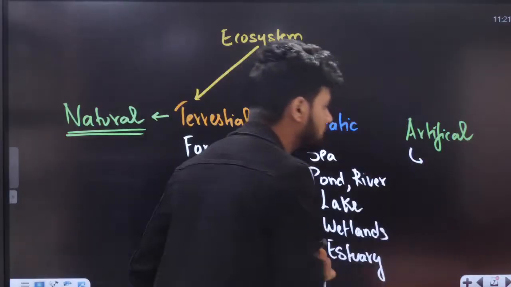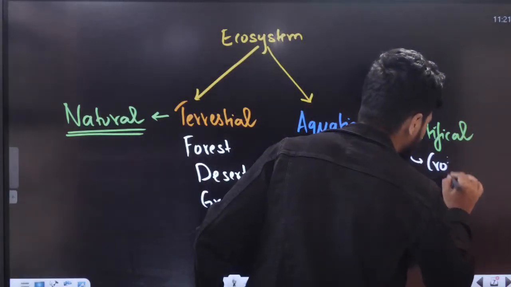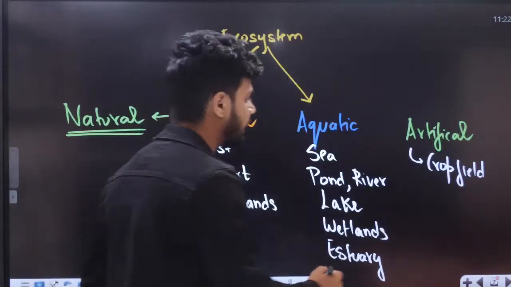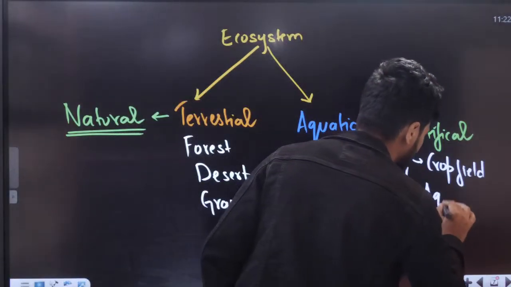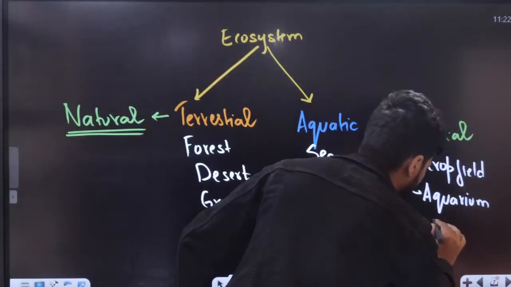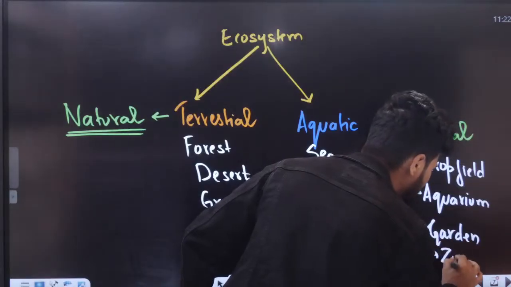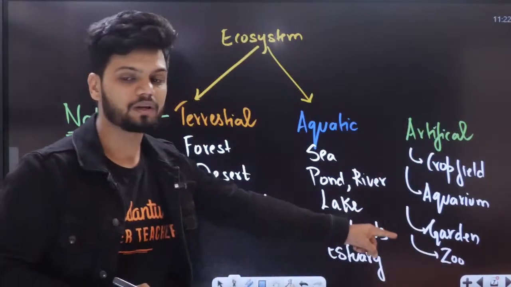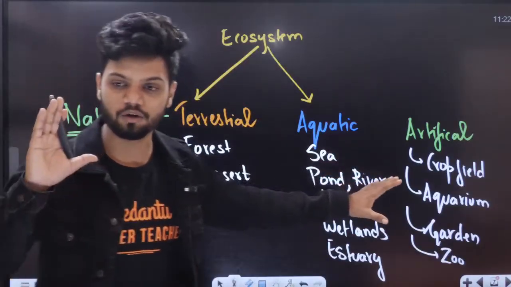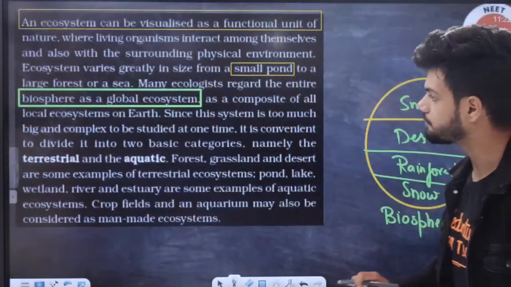Now, you all know artificial, right? The best example, almost the largest artificial ecosystem, is crop fields. We can find crop fields, aquariums, then we also have gardens, zoos, botanical gardens. All of these are examples of artificial ecosystem. Here we have natural and artificial. Clear, all of you? No doubt here, students? Okay, beautiful.